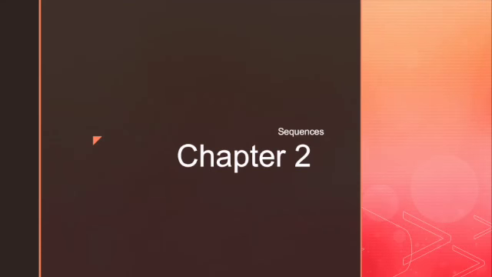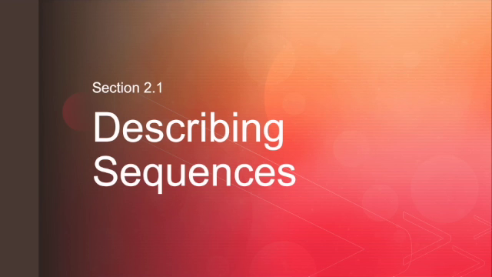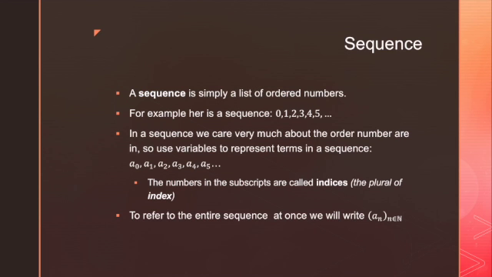Right, class, so now we're going to start chapter 2, which discusses sequences. Section 2.1 is all about describing sequences. So it's probably a good idea to define what a sequence is in the first place. A sequence is simply a list of ordered numbers.